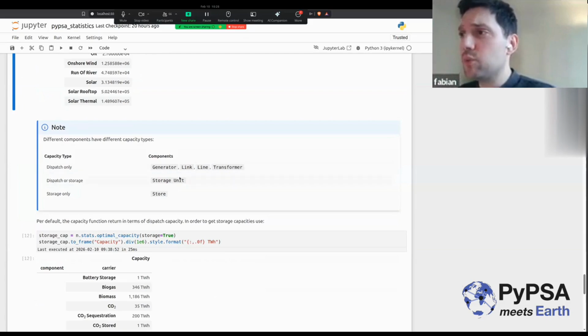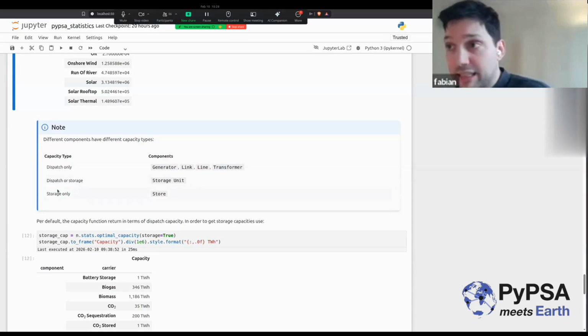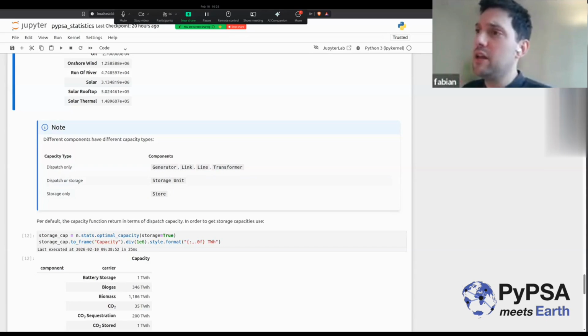And there's the storage unit, which has sort of both. It has a p_nom value, so it's a dispatch capacity, but it also has an internal e_nom, sort of a storage capacity, which is the max hours multiplied with the p_nom_opt. And then you have the storage-capacity-only component, which is the store. So this has an e_nom and e_nom_opt value.